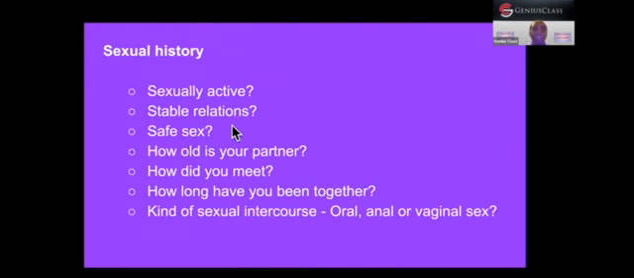Then we need to ask a sexual history, because it is in the private area. Are you sexually active? Are you in a stable relationship? Is your partner male or female? Do you practice safe sex? By this I mean, do you use condoms? How old is your partner? How did you meet? How long have you been with your partner? And what kind of sexual intercourse do you normally practice? Oral, anal, vaginal sex.